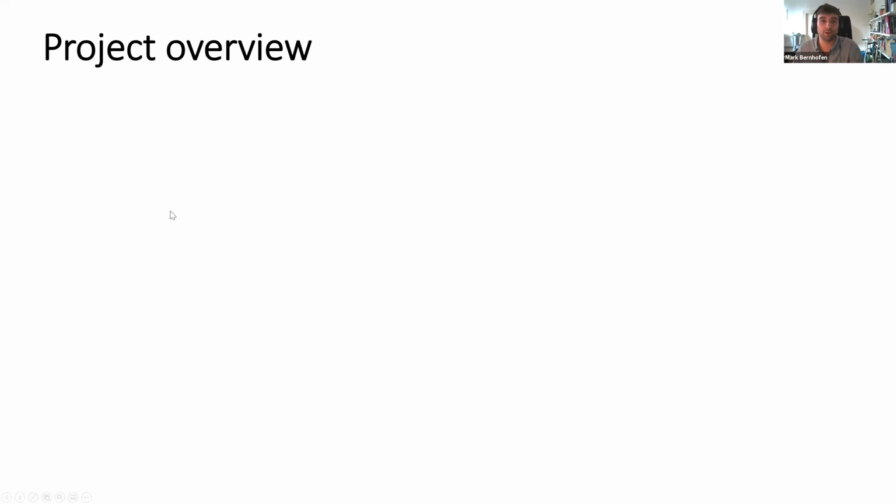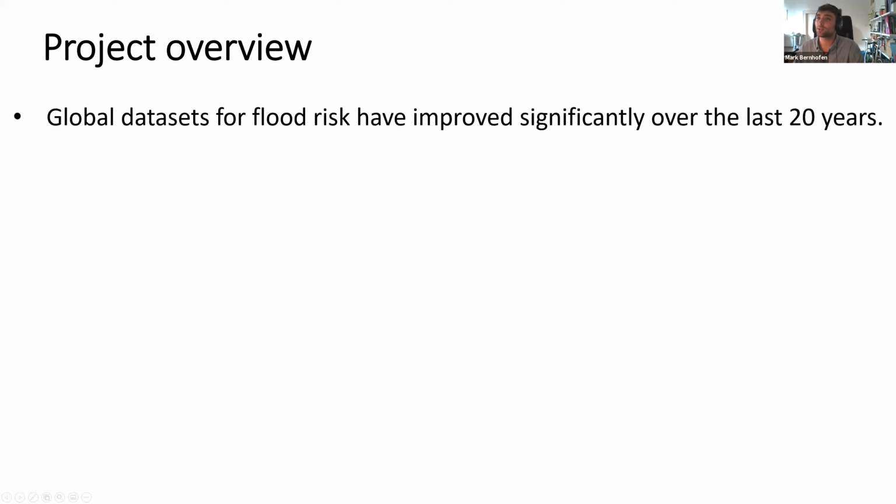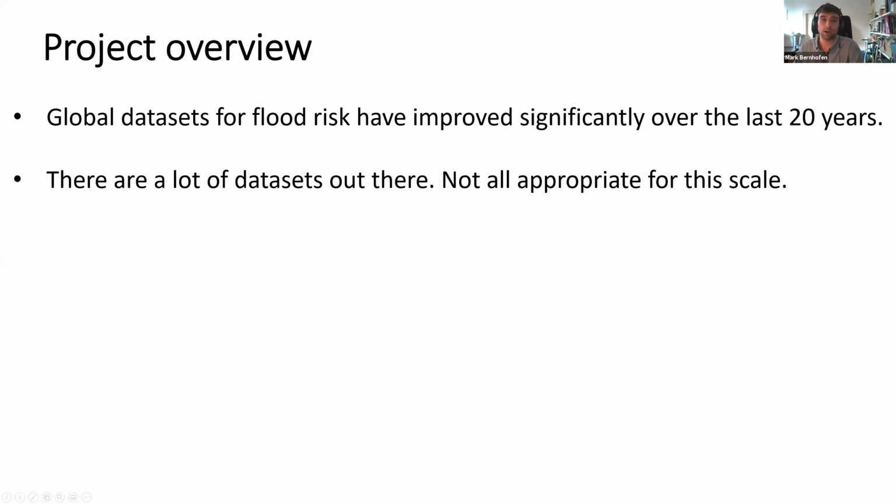So just to give you a bit of an overview of the project, there's been quite a lot of work dedicated to producing these global data sets over the last 2 decades. And they've been used in a number of high impact studies of global flood risk. And they've gotten to a point where some of them are detailed enough that they can be useful not just at the global scale, but at the national scale too. But there are a lot of global data sets out there, and they aren't all created equally. So while some may be useful at the national scale, others may not be.